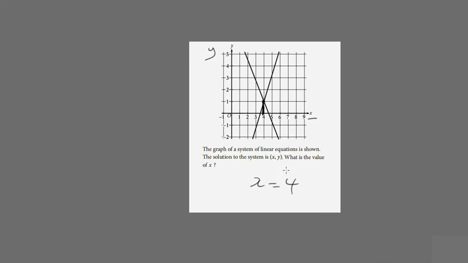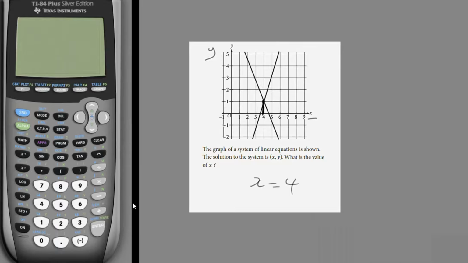So it's as simple as this. So when x is 4, y is 1. But they're not asking for y, they're asking for x. So the value of x is 4. I can deal with this problem. You don't need a calculator to solve it. Just a basic understanding of graphs, and you'll be good to go.